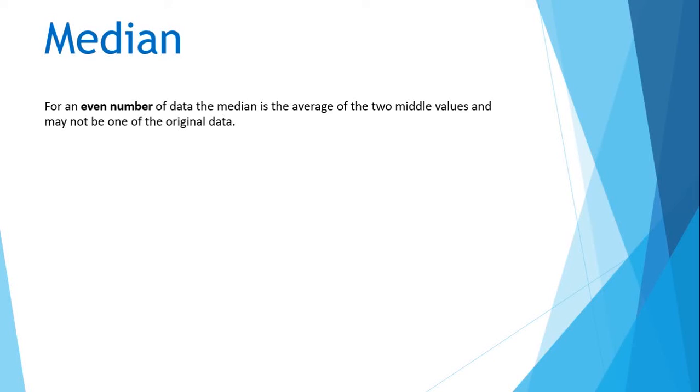For an even number of data, the median is the average of the two middle values and may not be one of the original data. Assume that we have a set of numbers 3, 7, 4, 8, 10, and 12. And as I said before, first of all, we should write all of these terms in ascending order. And we will get 3, 4, 7, 8, 10, and 12.